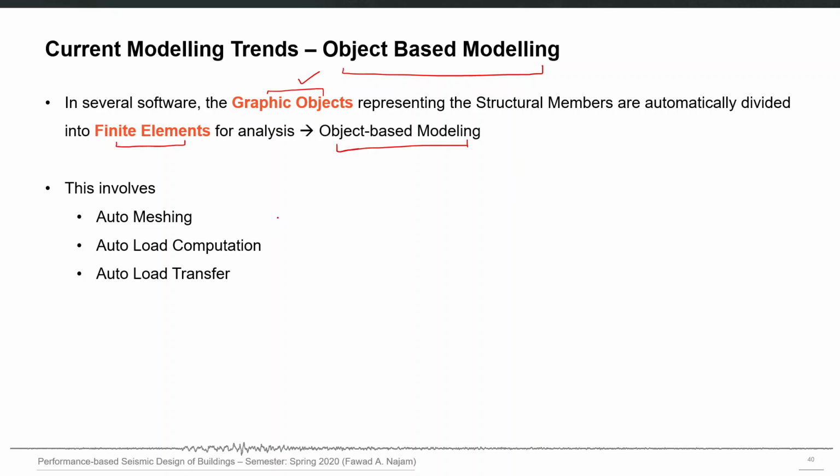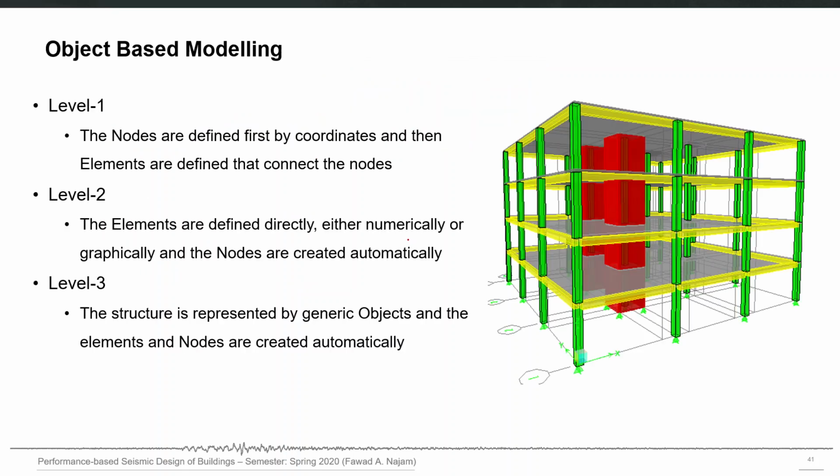This object-based modeling also involves features like, for example, auto meshing, auto load computation, and auto load transfer. So nowadays you don't have to worry about some of the finer details of a finite element model. All you need to do is create graphic objects which will represent your structural members, and the software will convert those graphic objects into a combination of finite elements for you. So there can be different levels of object-based modeling.